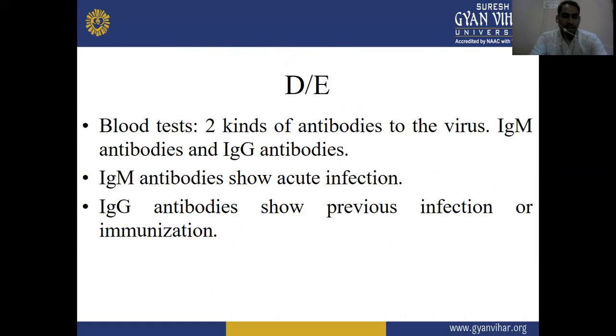Next are the diagnostic and evaluation tests of hepatitis A. The first diagnostic test is a blood test for two kinds of antibodies to the virus, IgM antibodies and IgG antibodies. IgM antibodies show acute infection, and IgG antibodies show previous infection or immunization.